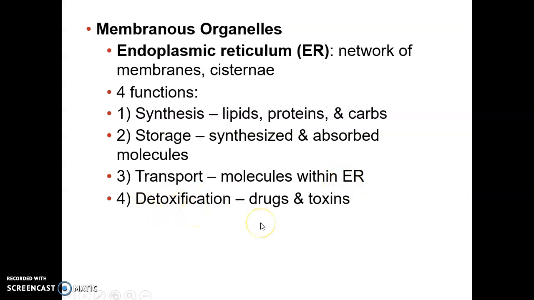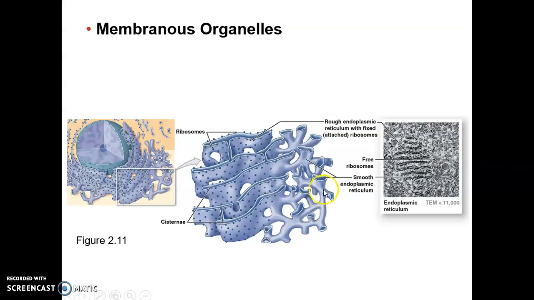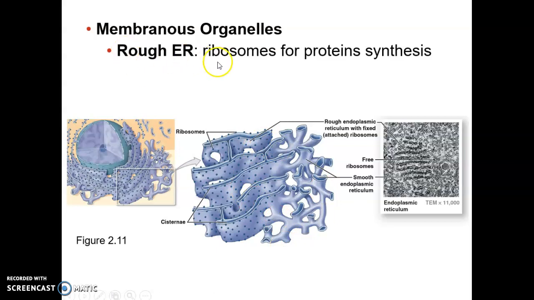So for example, our liver cells have a high amount of endoplasmic reticulum because one function of our liver cells is to detoxify harmful substances. So here's two types of ER, endoplasmic reticulum, rough and smooth. The rough ER has ribosomes attached to the surface, giving it a bumpy appearance, hence the name rough ER. And if you remember, ribosomes are important in protein synthesis. So one main function of the rough ER is protein synthesis.